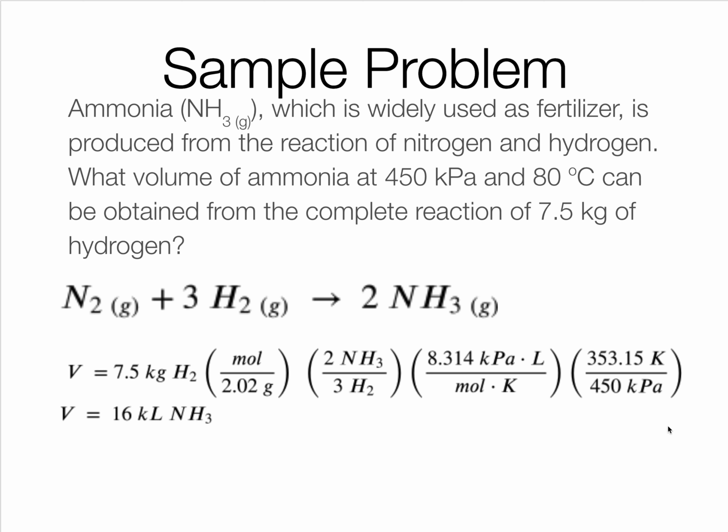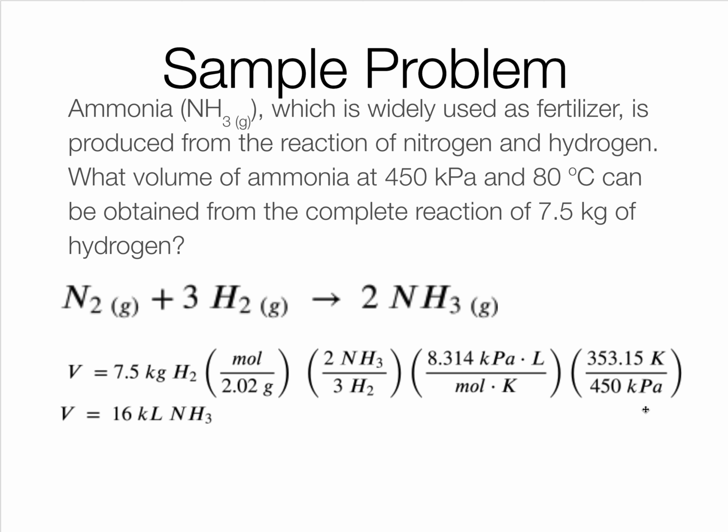And then from there, I just need to cancel out kilopascals and Kelvin. Kelvin's going to go up on top of a fraction because I have Kelvin on the bottom of my ideal gas constant, and then kilopascals goes on the bottom because it's on the top in the other value. So that will cancel everything out, and we end up with an answer of 16 kiloliters of ammonia.